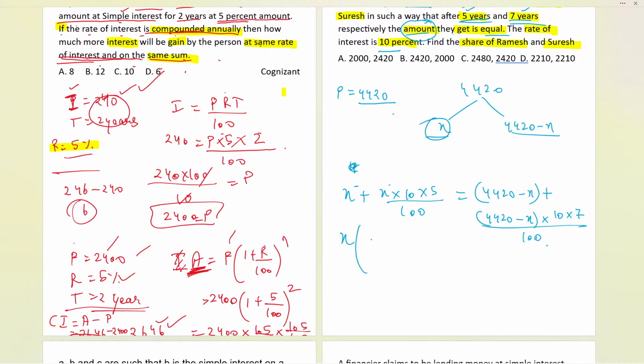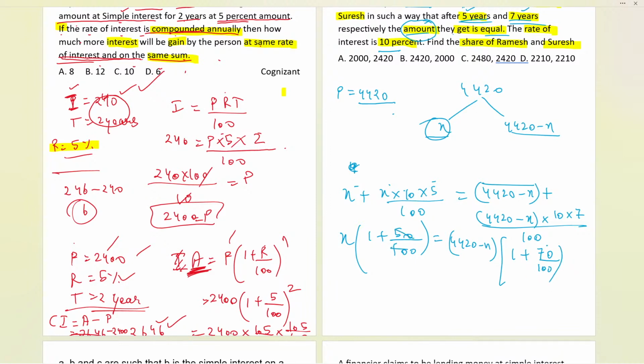So the X you can take common, okay, then it will become what? It will be 1 plus 5 times 50, 50 by 100, you will be getting like this. Now is equals to, now you can take this part common, 4420 minus X you can take common, and the remaining part will be 1 plus 70 by 100. You will be getting this.